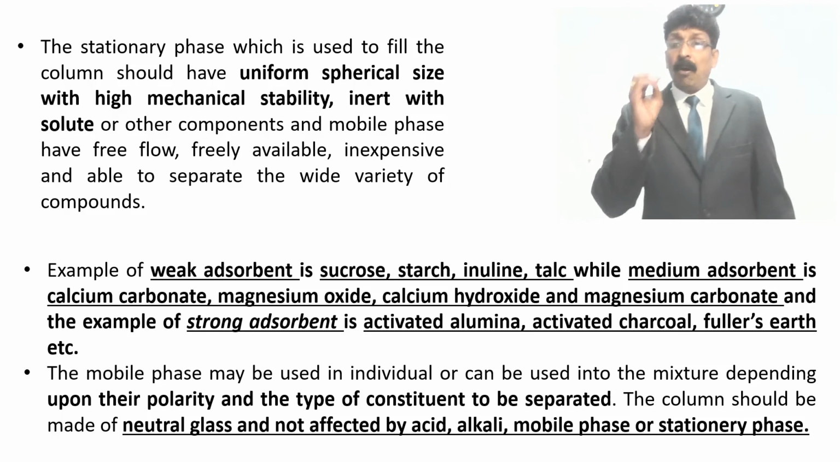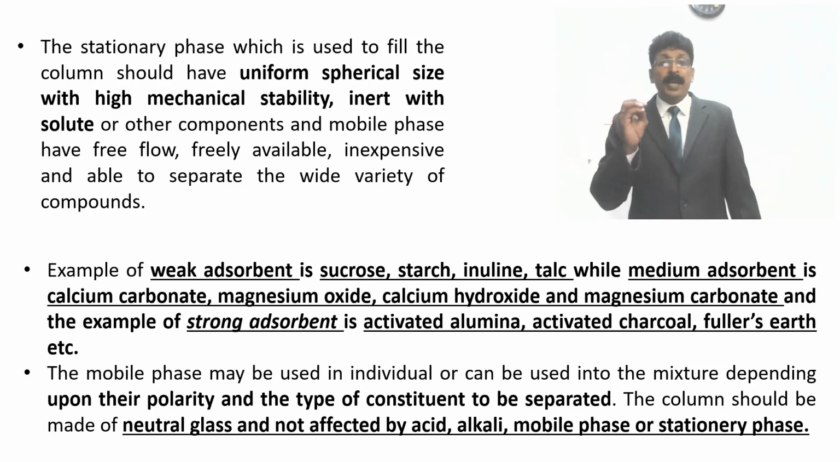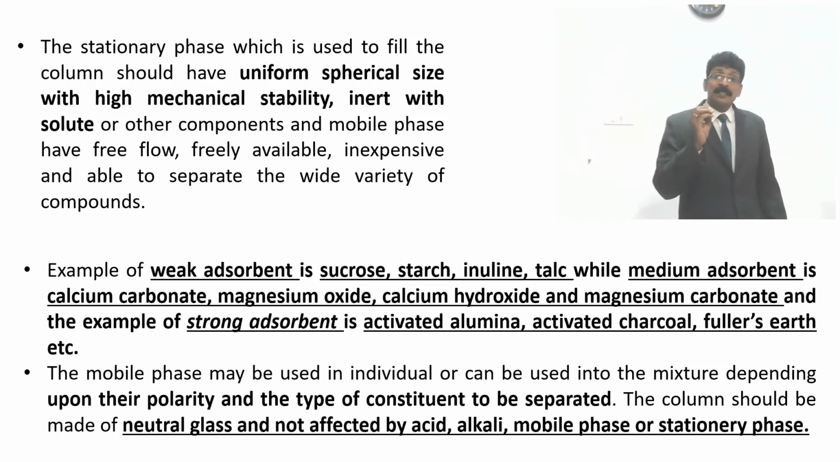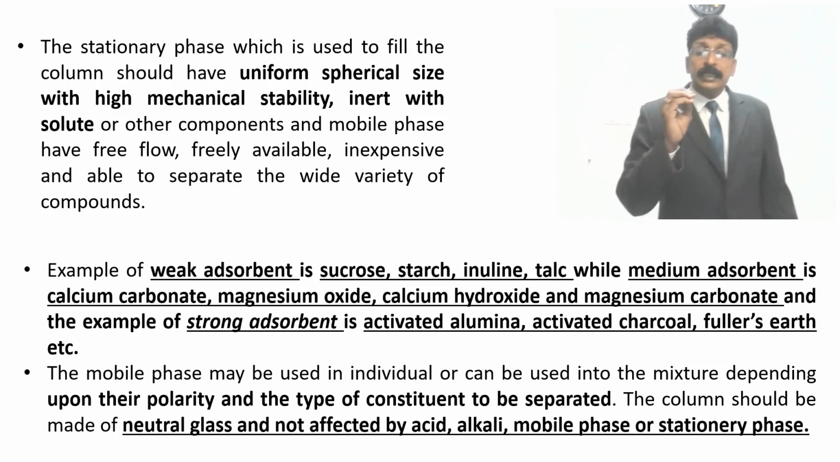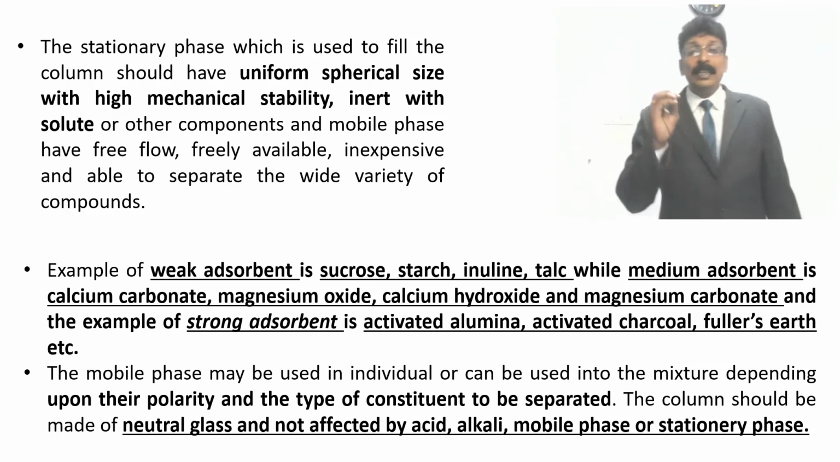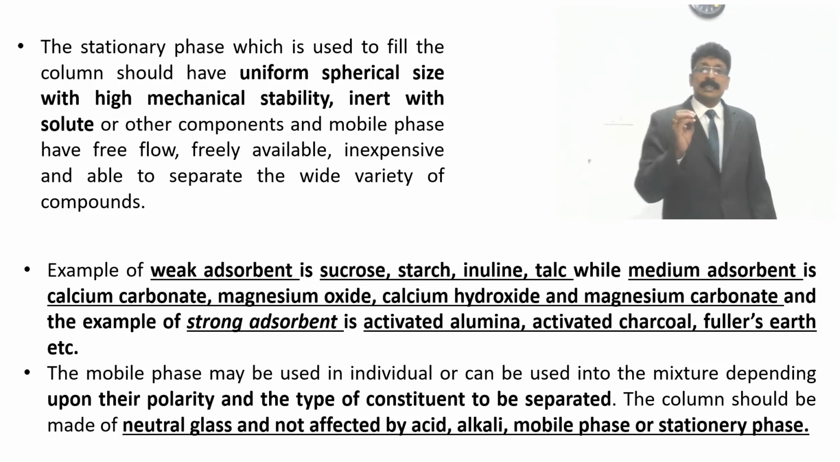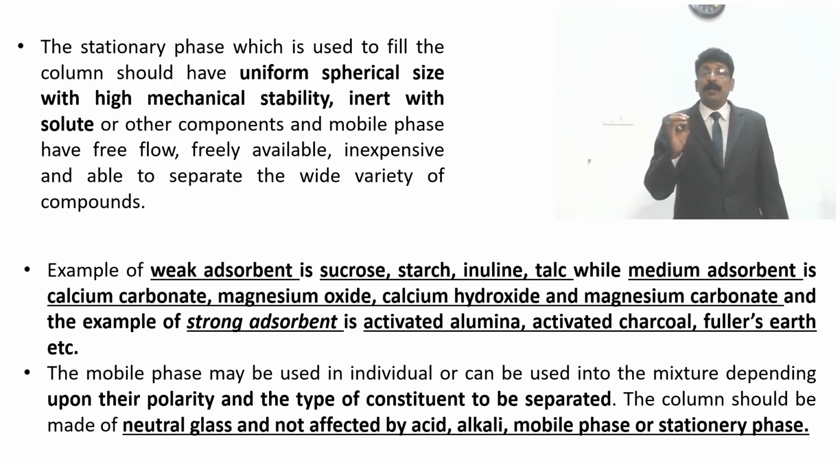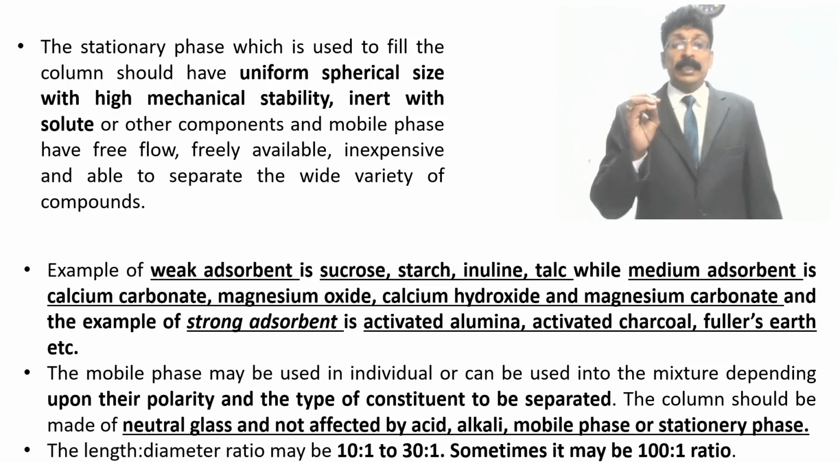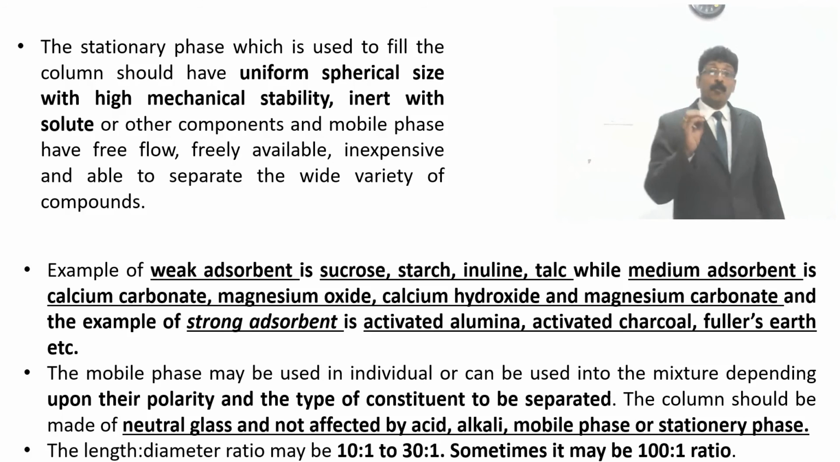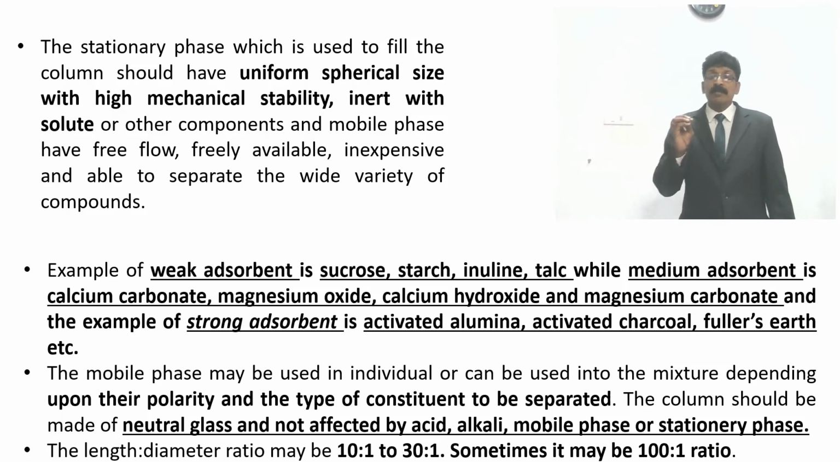The column should be made of neutral glass, not affected by acid, alkali, the mobile phase and the stationary phase. So this is a very important criterion when you are using glass. And the length to diameter ratio of the column should be 10:1 or 30:1. Sometimes it may be 100:1.